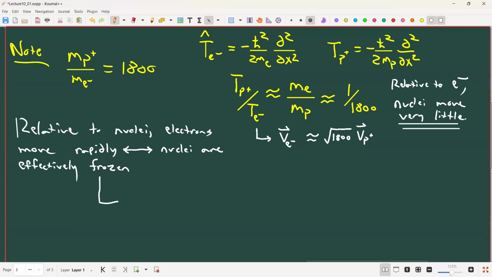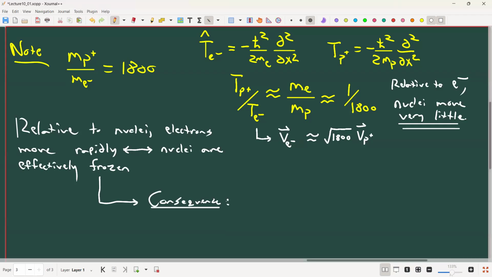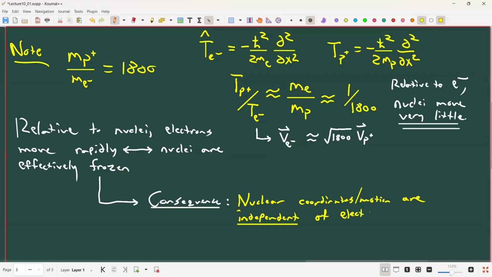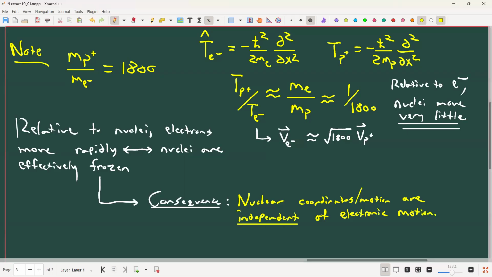Okay. So the consequence of this, that Born and Oppenheimer come up with, it's really Oppenheimer who comes up with this. Born is just there to hang out with him mostly and give him advice. Is that nuclear coordinates and motion are independent of electronic motion, electronic coordinates. All right? So the nuclei basically act independently of the electrons. All right? This is called the Born-Oppenheimer Approximation.